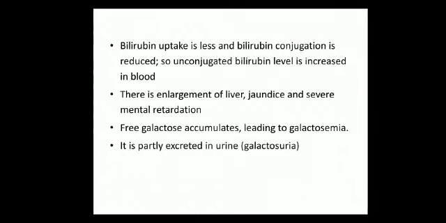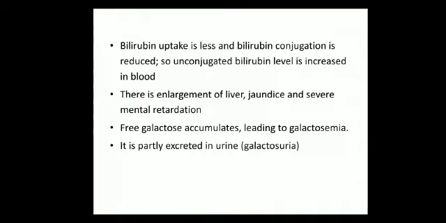Hypoglycemia is the result, and bilirubin uptake is less, bilirubin conjugation is reduced, so unconjugated bilirubin will rise in the blood, that will lead to jaundice. There will be liver enlargement also. Because of this, there will be severe mental retardation also.